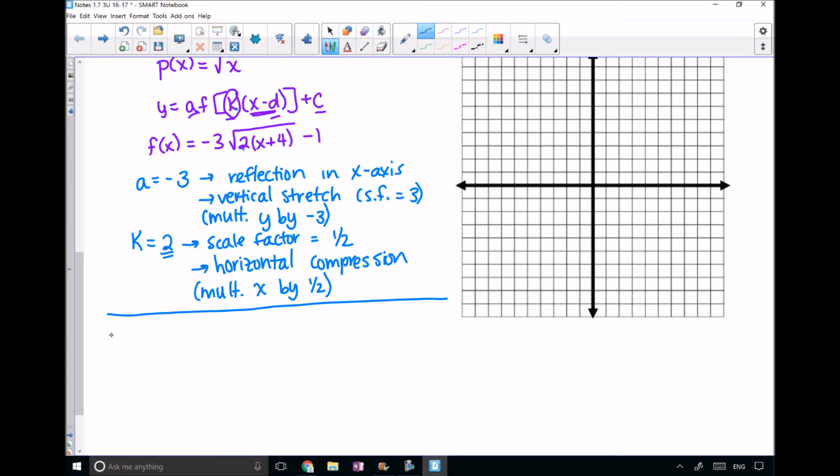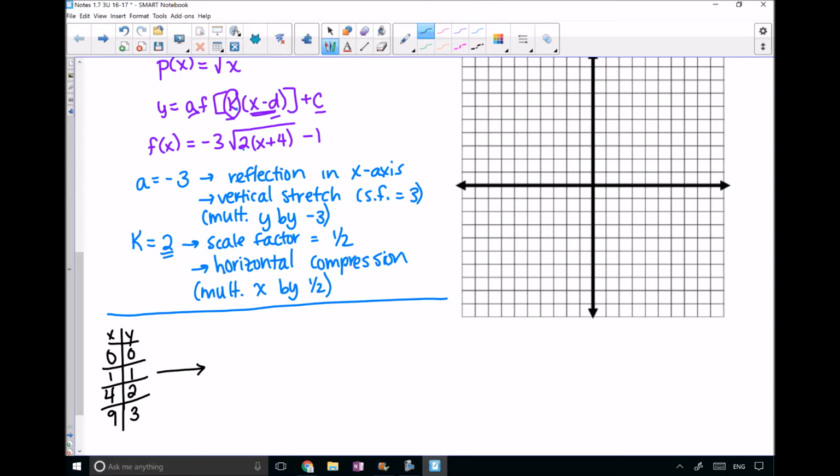Since our parent function is the square root of x, we're going to use the values 0, 1, 4, and 9 because those numbers are evenly square rootable. So the square root of 0 is 0, square root of 1 is 1, square root of 4 is 2, and the square root of 9 is 3.